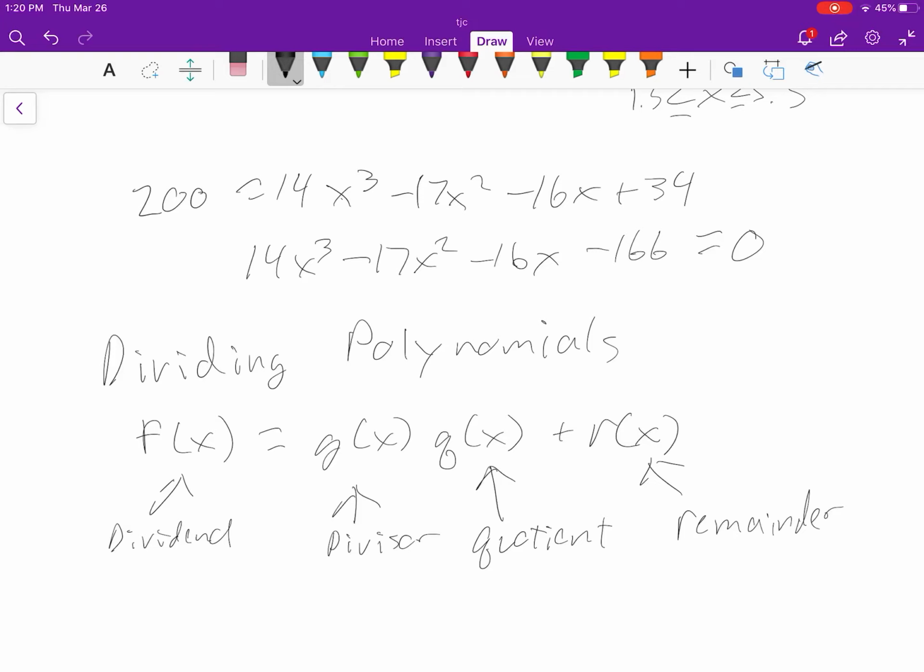Hopefully, the remainder, this right here, will equal 0, in which case we have no remainder and we've actually found a factor. In that case, the divisor, this right here, would be a factor.